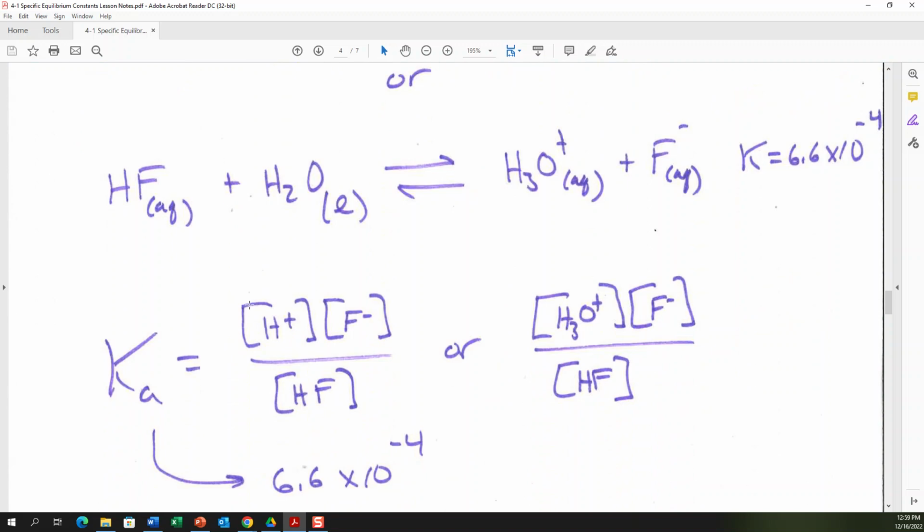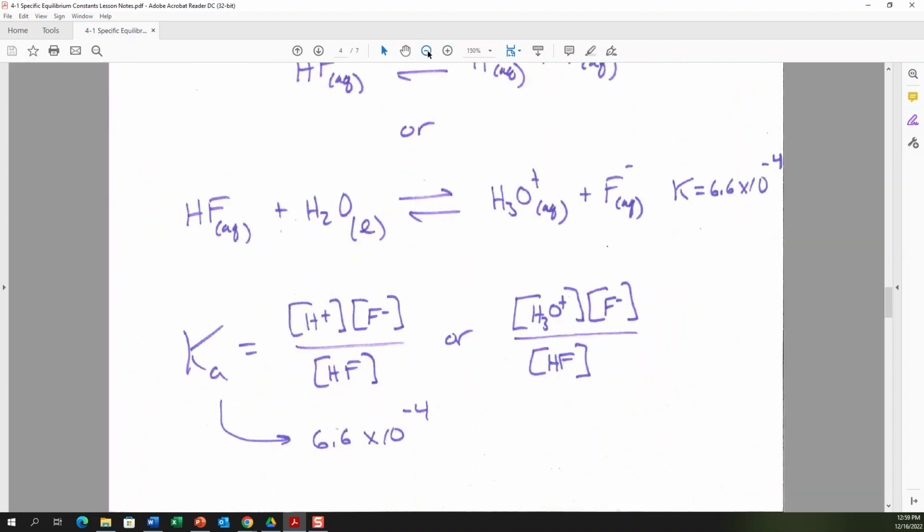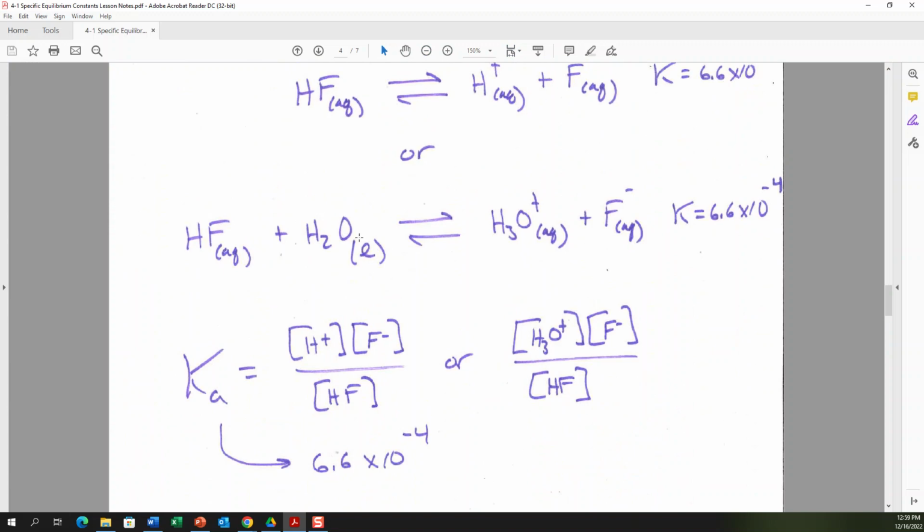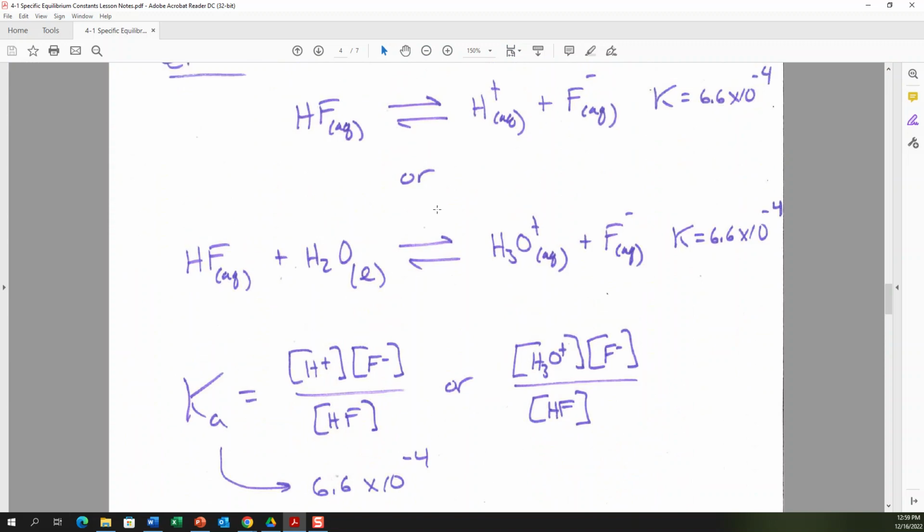The expressions look slightly different, but remember, we don't use liquid water in our expression. Notice they're basically the same thing: H plus times F minus over HF, or hydronium times F minus over HF. Same thing. So Kas show an acid giving an H plus to water. If that's the equation, then I can write the expression that the Ka equals. So if that's my equation, then this is the Ka expression, and I know what Ka is equal to because they told me that. So I know that this expression equals that number.